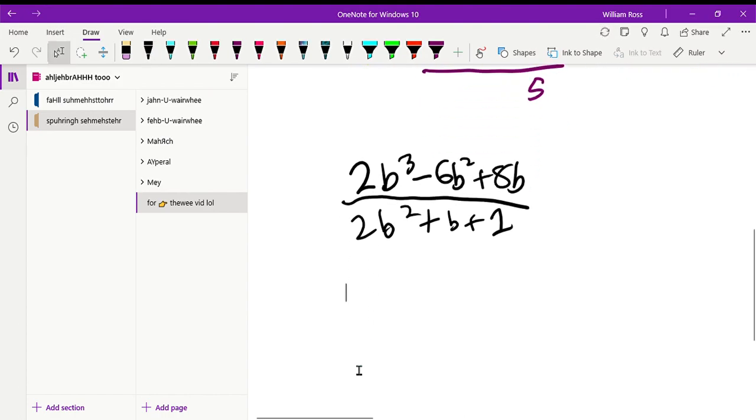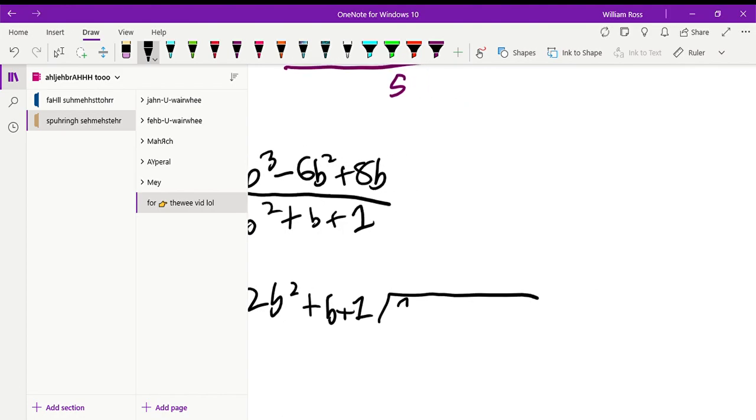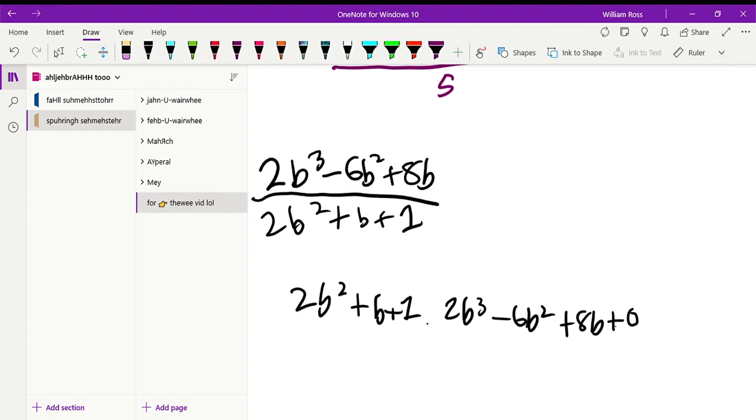Alright, so let's set up the equation. And remember, if you're skipping any terms or missing anything, it will become a 0. It will become dummy terms or zeros.